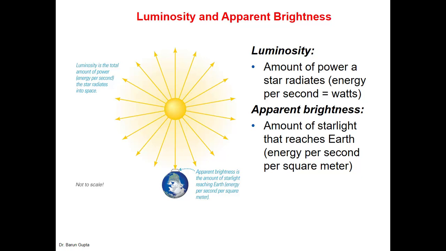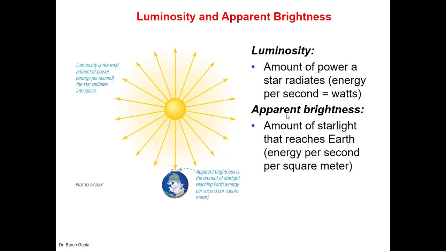If you are in a room and you turn the light on, if you go further and further from the light bulb, the amount of light reaching you is very small. That means the apparent brightness depends upon your position, how far you are from the source. The luminosity is constant. It is just the total amount of energy it radiates. The exact same thing happens to the sun or to any star.